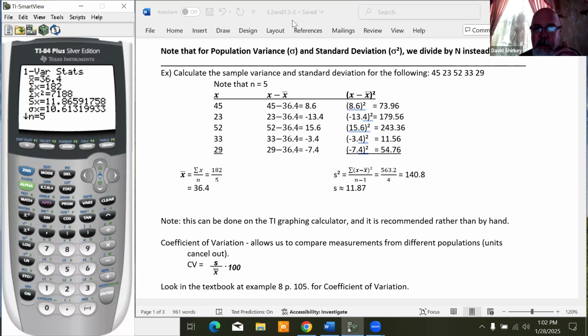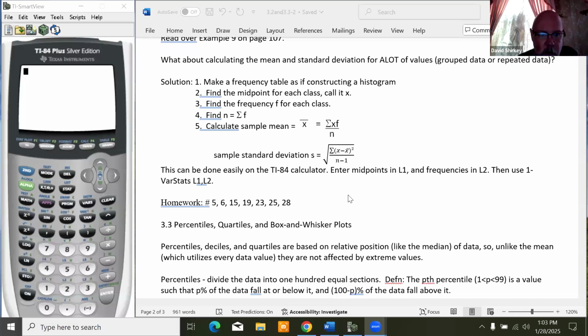And again, sorry I did that out of order. Let me pause and get ready again. All right, now back to the future. We're looking at grouped or repeated data.